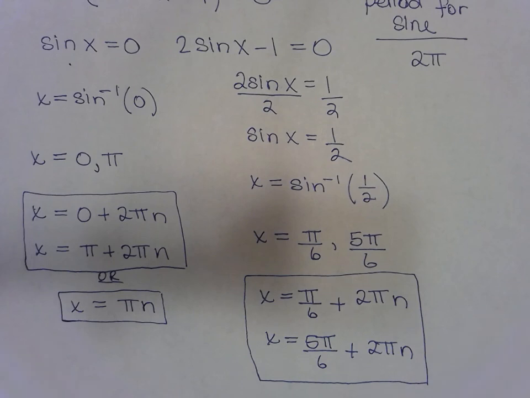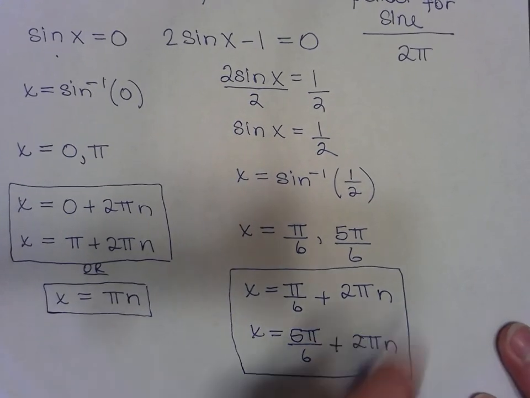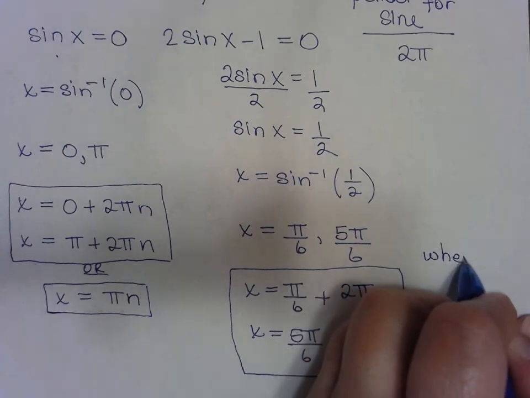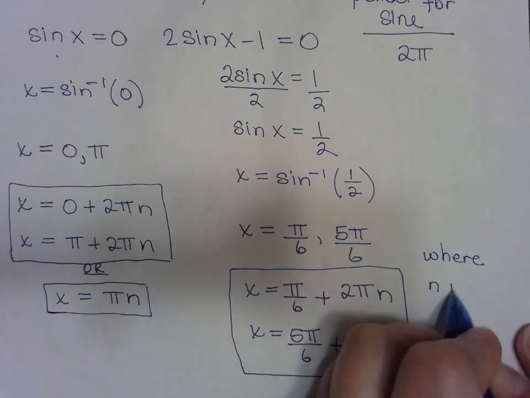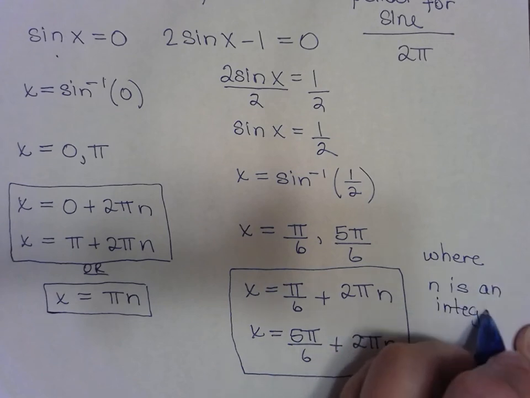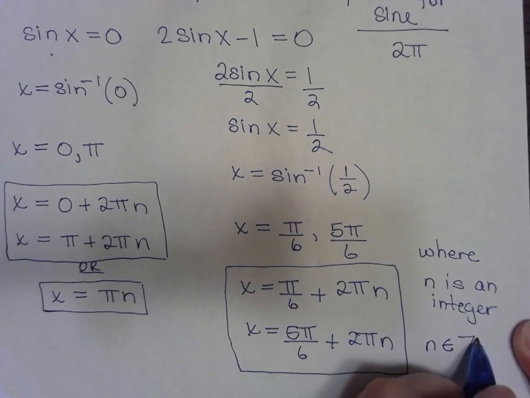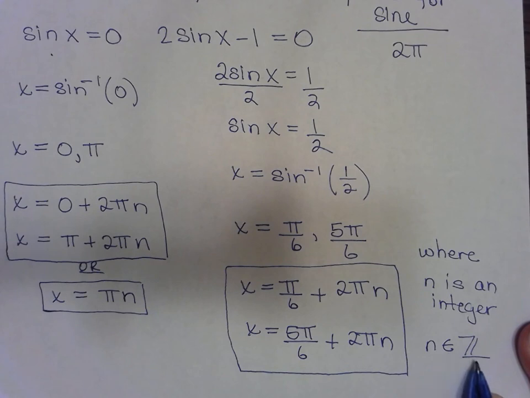Okay, and this 2 pi n, again, where, let me write it off to the side here, n is an integer. You may see it written like this. So this means that n is a member of the set of integers that you usually use a Z for. So that means I can put any number in there and I would get another solution, and another, right, for any number I put in.